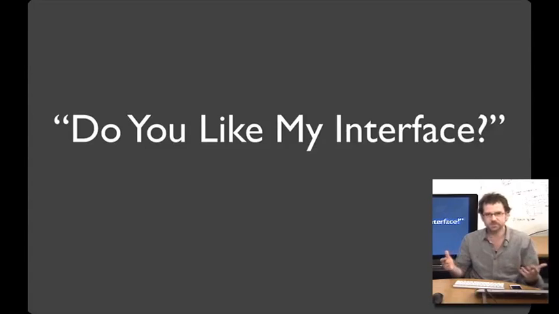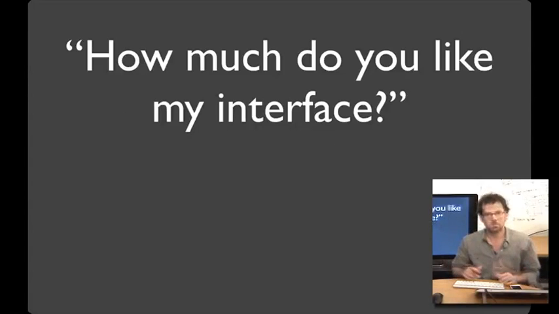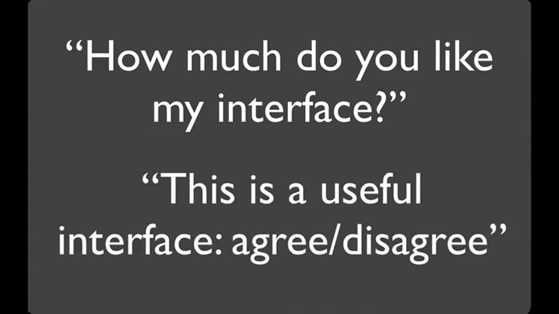For one, it's not very specific, and so sometimes people try and make this better by doing something like, how much do you like my interface on a 1 to 5 scale? Or, this is a useful interface, agree or disagree on a 1 to 5 scale. And this adds some kind of patina of scientificness to it, but really it's just the same thing. You're asking somebody, do you like my interface?